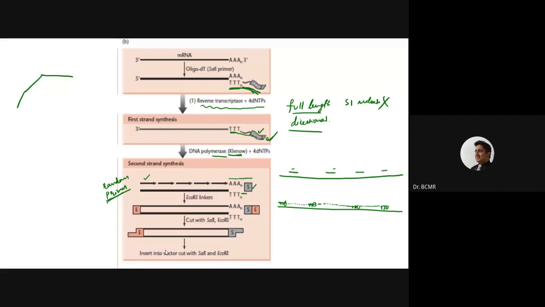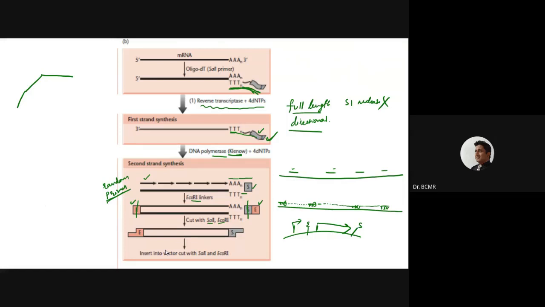And now you can add EcoR1 linkers. When you add EcoR1 linkers, it will add here and also here. But it doesn't matter, like we have seen in the previous protocol. Once we use Sal1 and EcoR1 restriction endonucleases, Sal1 will cut here, EcoR1 will cut here. And then we can just clone it into a vector that has the proper orientation. So it should be something like EcoR1 or Sal1. So my pen is a little, yeah, something like this.